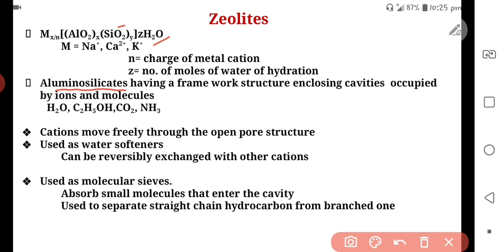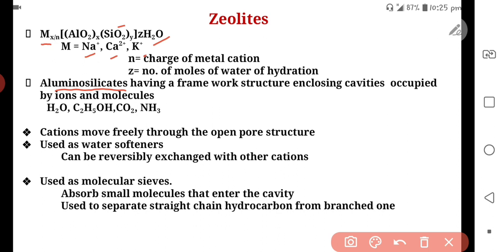The general formula is M x/n (AlO2)x (SiO2)y zH2O, where M is the cation. It may be any cation. Normally these are Na+, or calcium 2+, or it may be potassium+. Then AlO2 is alumina and SiO2 is silica. Then there is a water of hydration.